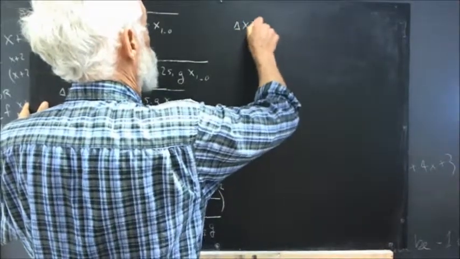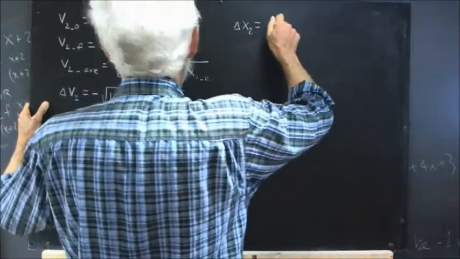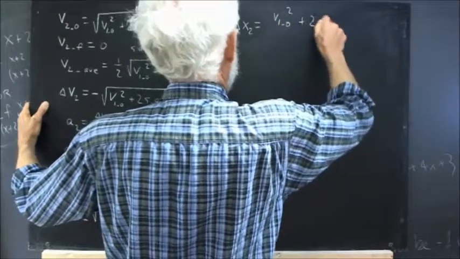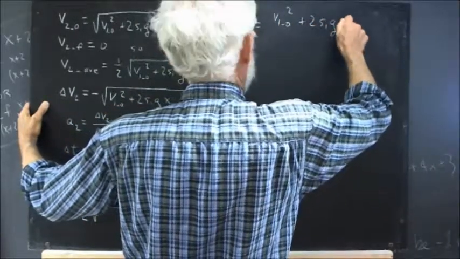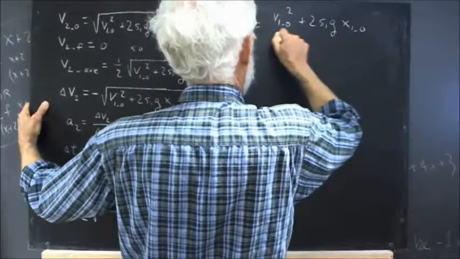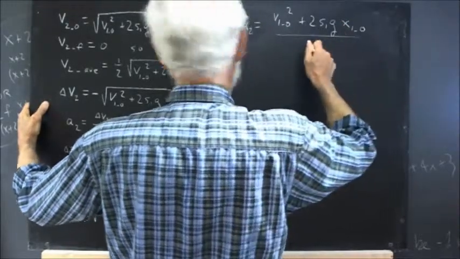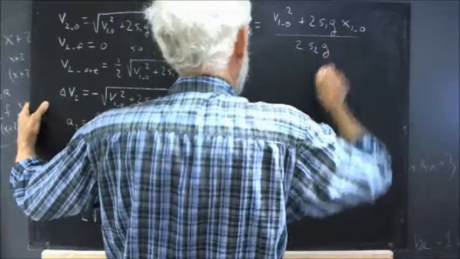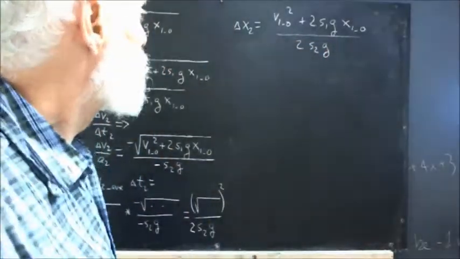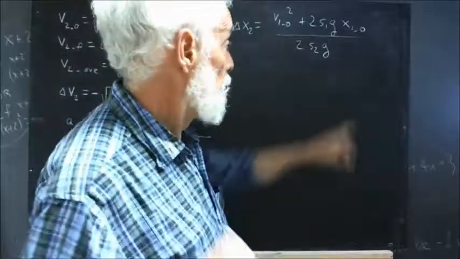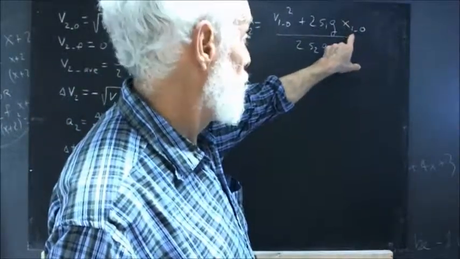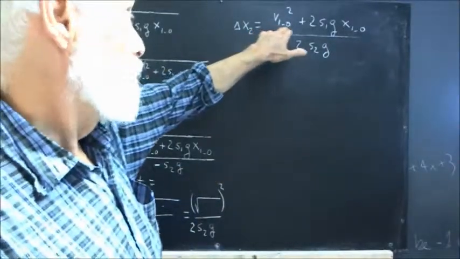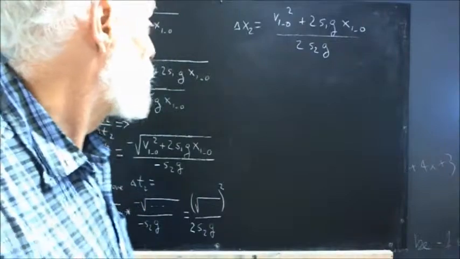So the expression that we get, delta x2 equals v1 naught squared plus 2 s1g x1 naught, divided by your 2 s2g, works for any object that starts in the first ramp at position x1 naught above the interface and with velocity v1 naught.